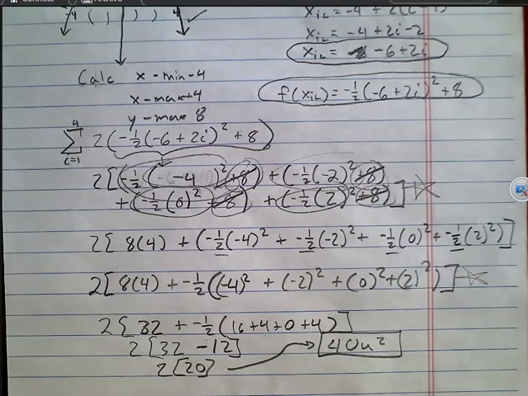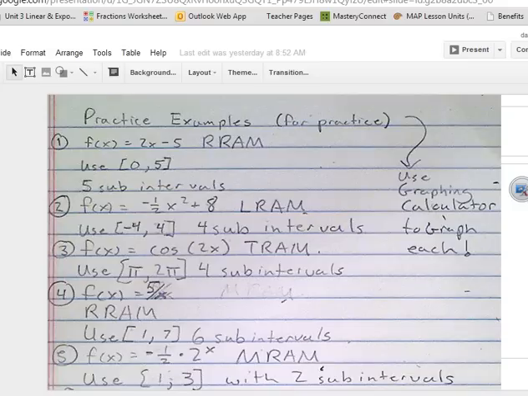There we go. Alright, so next on our extra practice, which is just like the test, is f of x is equal to cosine 2x. I have my paper ready. We're doing a TRAM, on pi to 2 pi with 4 subintervals. Okay? Alright, so here we go.